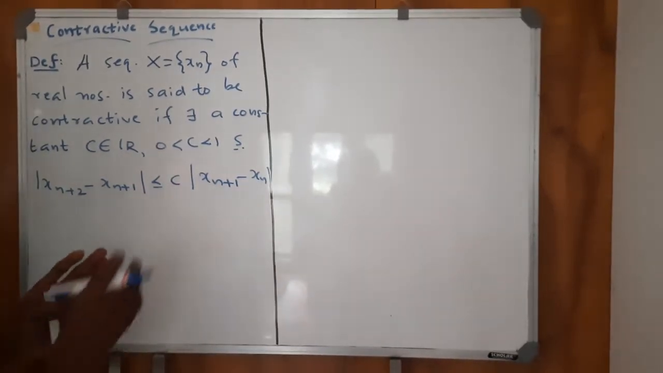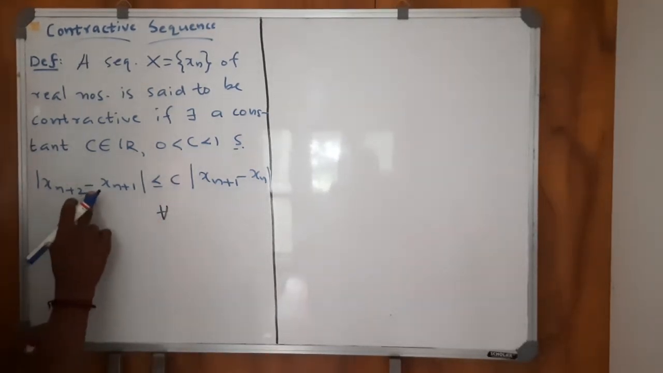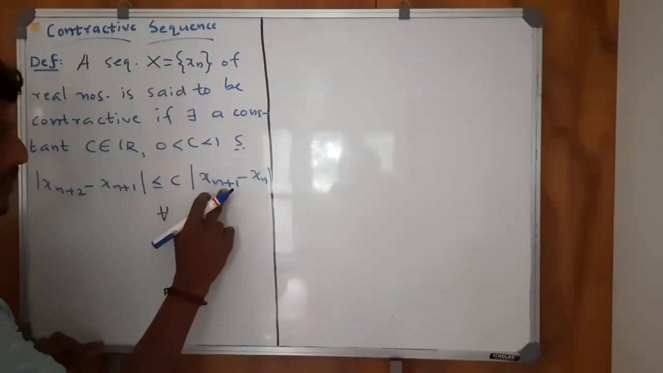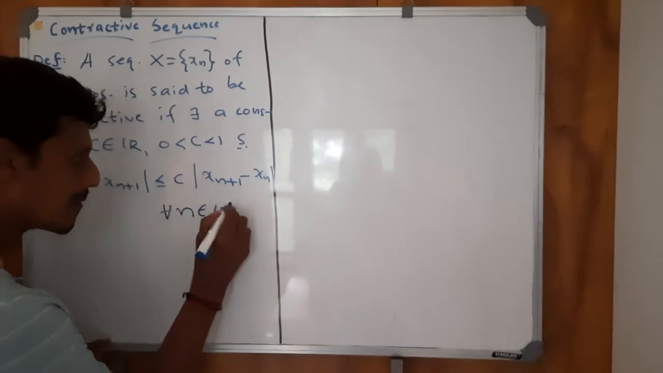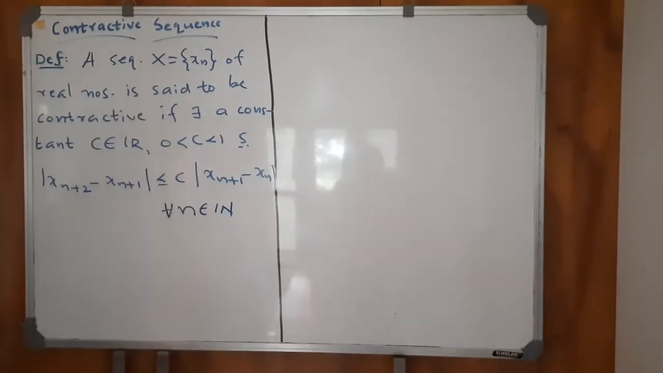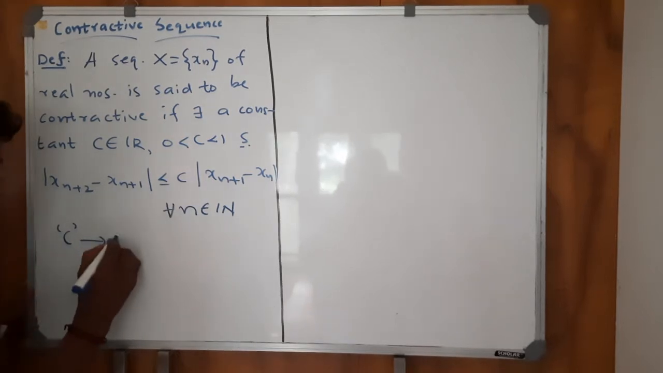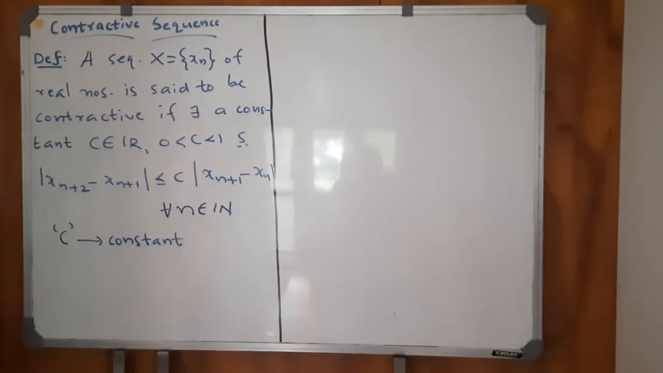So if there is such a constant c satisfying |xn+2 - xn+1| ≤ c |xn+1 - xn| for all n belongs to N, then the sequence is contractive. And the constant c is known as the constant of the contractive sequence.